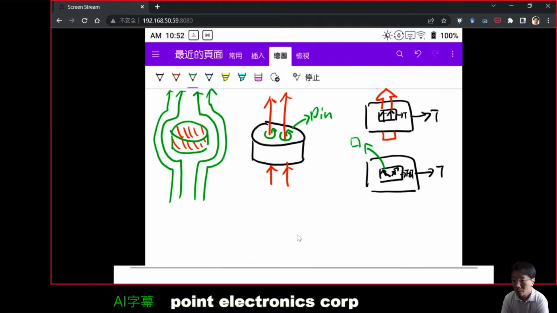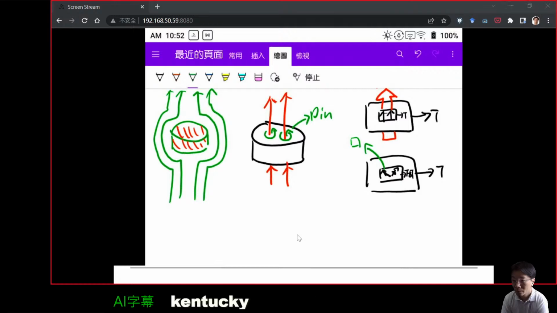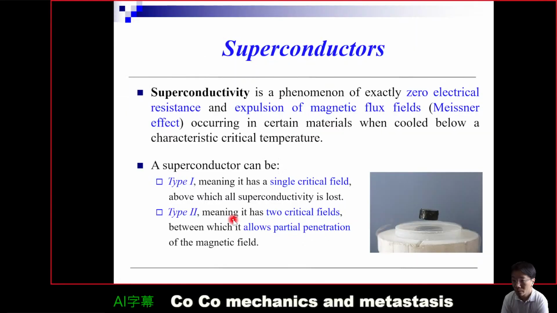So at the other surface of this superconductor, they feel zero magnetic field and remain superconducting. So this is the principle why the type 2 superconductor can allow partial penetration of the magnetic field and still hold superconductivity.